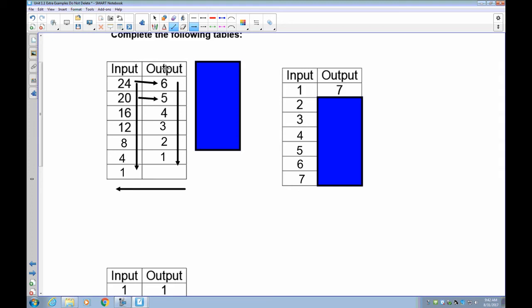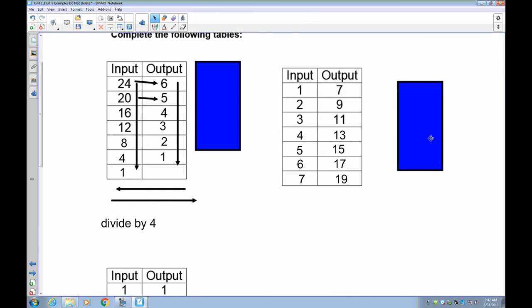Now remember, that's output to input, and we have to do input to output. So what's the opposite of multiplying by 4? So in this case, this one is divide by 4. It's a little bit more difficult. All right, let's have you try this one over here. Pause the recording and see if you can come up with this one.